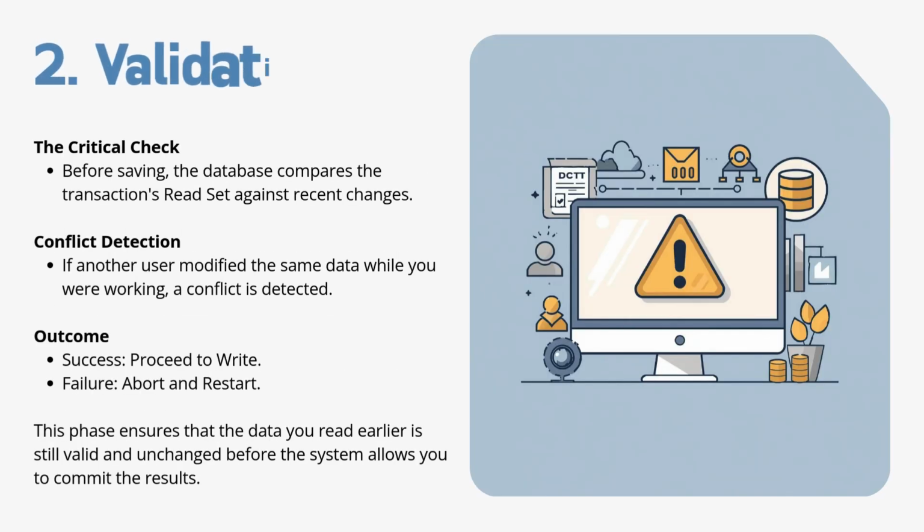Next, in the validation phase, the system begins to compare what the transaction read earlier with the current state of the database. If another transaction has modified the same data, a conflict is detected and the validation will fail. So, if validation succeeds, the transaction proceeds to commit, but if it fails, the system will abort and restart the transaction. This phase ensures that no conflicting or outdated data ever enters the database.